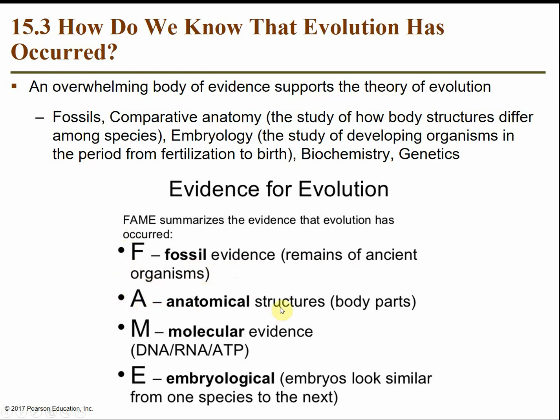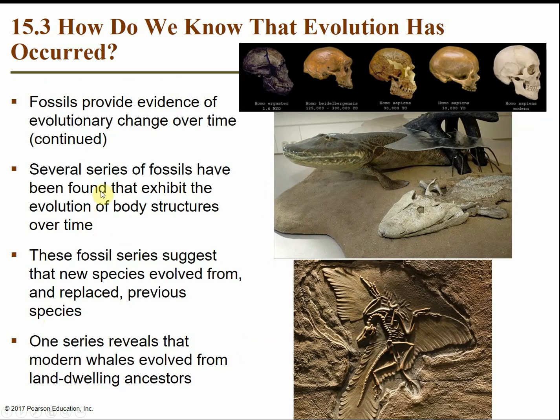A for anatomical structures, so body parts can be a point of evidence for evolution. Molecular evidence, so genetic sequencing of DNA and RNA, as well as embryological evidence. So we know that embryos look very similar from one species to the next. So some of our very early evolutionary history is shared at some point.